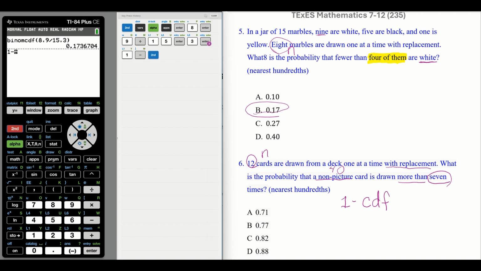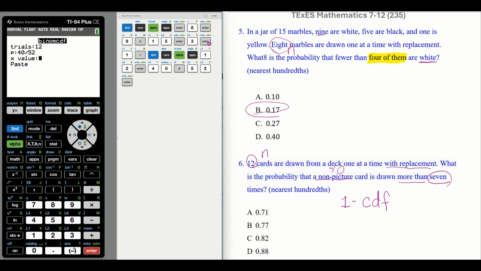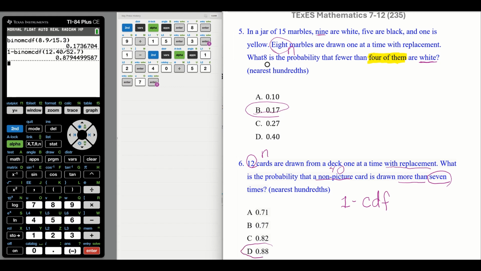1 minus, second vars, alpha, apps. We have binomcdf. How many trials did we have? We had 12. And our probability is 40 out of the 52. Now, how many successes are we looking at? We're trying to say more than 7. It doesn't say at least 7, it says more than. So by putting in 7, we will be subtracting out the correct amount. Yes, and that is our option. That's D.